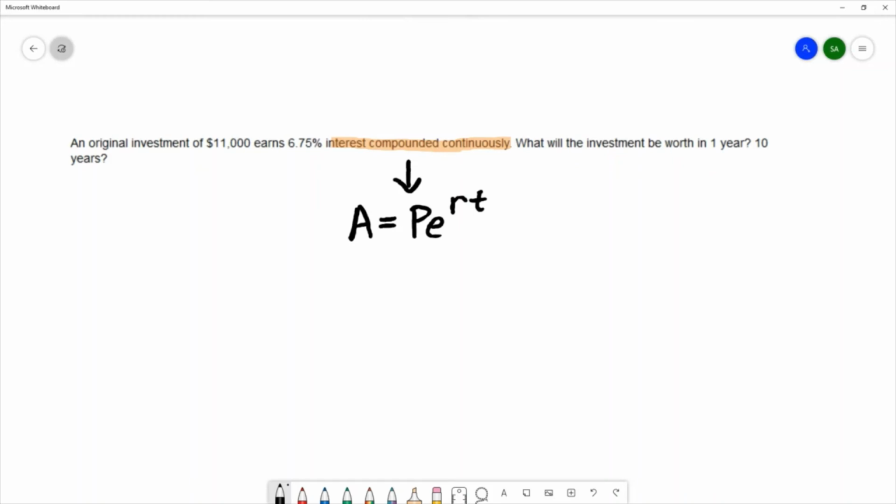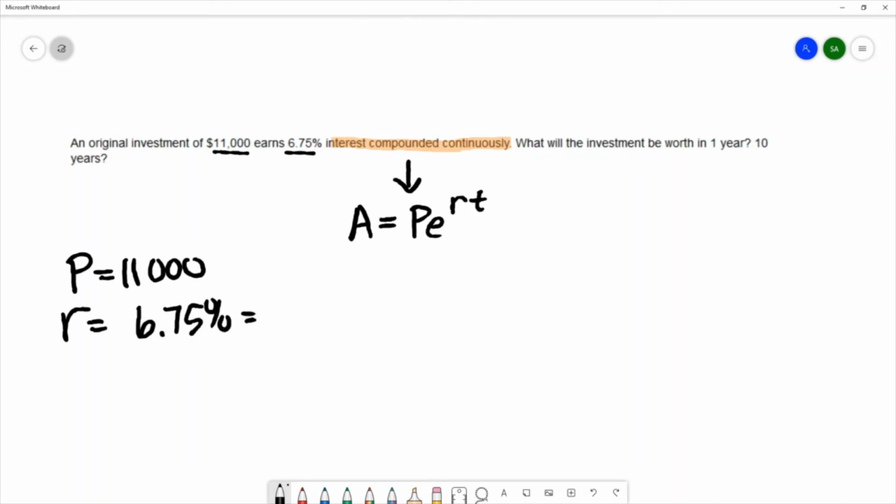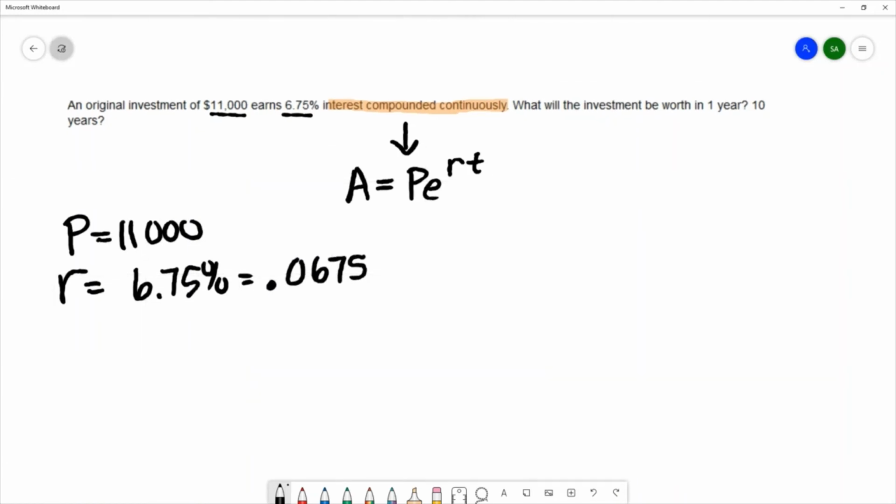We have the original investment, that's going to be our principal of $11,000. We have our interest rate of 6.75%. We'll use that for r. So r is 6.75%, and we'll put that in decimal form to use it in our formula. That's 0.0675. And then we have two times. We have a time of 1 year and a time of 10 years. So we're going to have to do this calculation twice, once for 1 year and then again for 10 years.